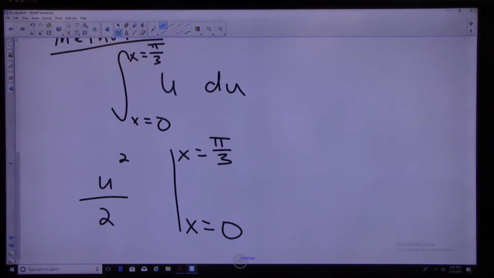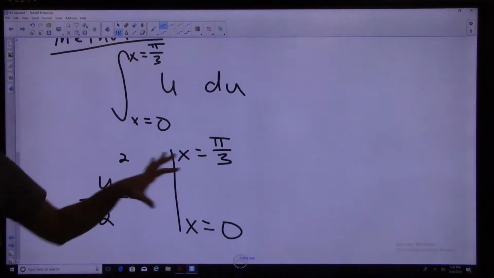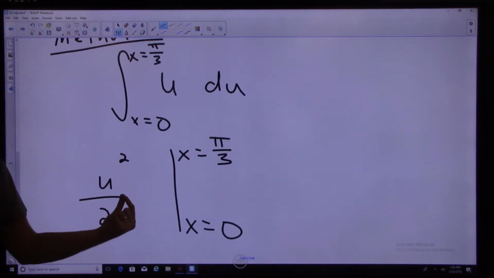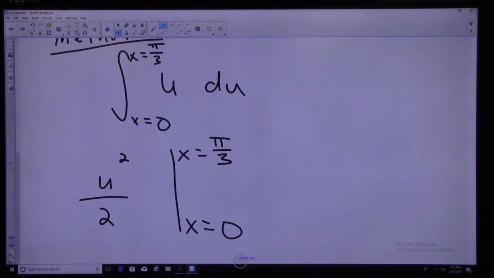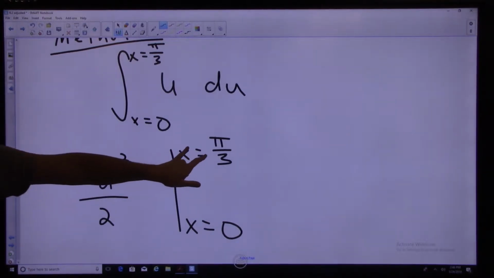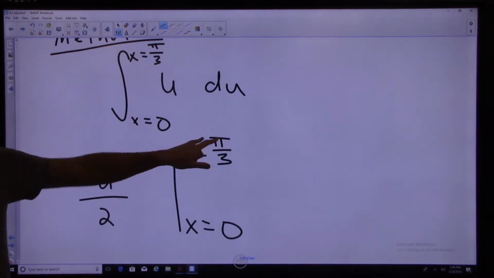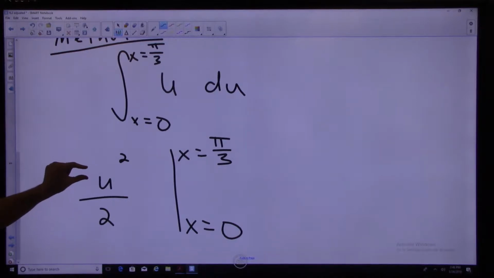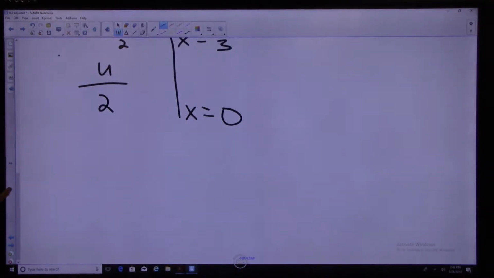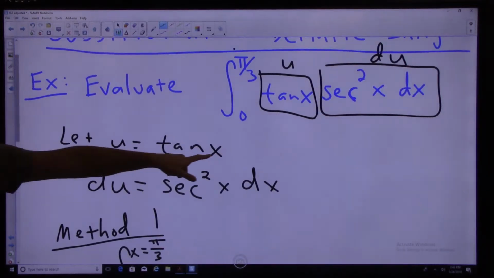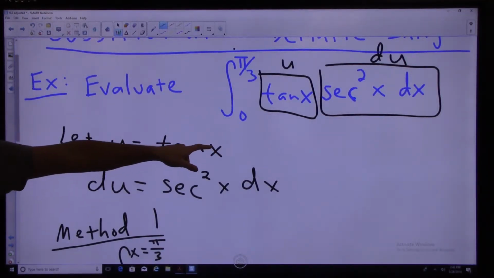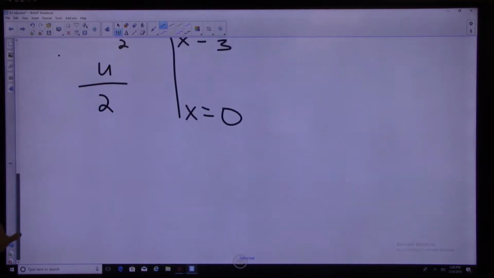Normally from here we would do f of b minus f of a, but I can't do that yet because I can't plug in x equals pi over 3. We have to have a u value to plug in there. So what I could do is replace u squared with whatever we let u equal. Isn't u equal to tangent of x? So let's just replace u with tangent of x.